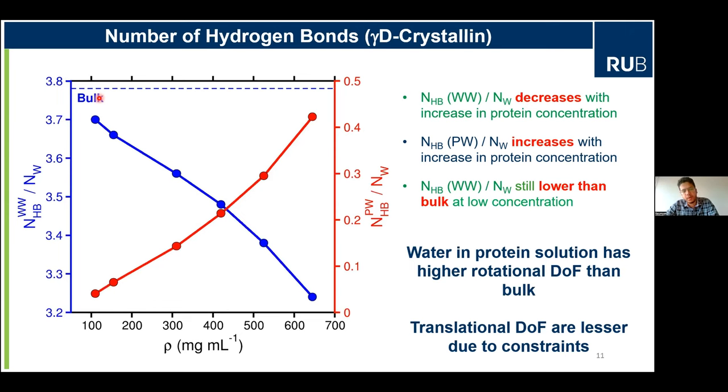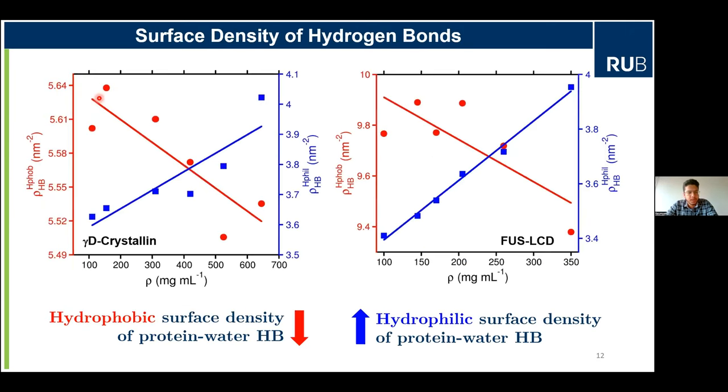Now, when we are talking about hydrogen bonds, we get something interesting if we look into the surface density of hydrogen bonds, particularly with respect to the hydrophobic and the hydrophilic surfaces on the proteins. On the left-hand side, again, we have the results for gamma crystalline, and on the right-hand side, we have the same for FUS-LCD. The lines are basically linear fits on the data. The red color denotes the hydrophobic surface density of protein-water hydrogen bonds, and the blue line represents the hydrophilic surface density of protein-water hydrogen bonds.